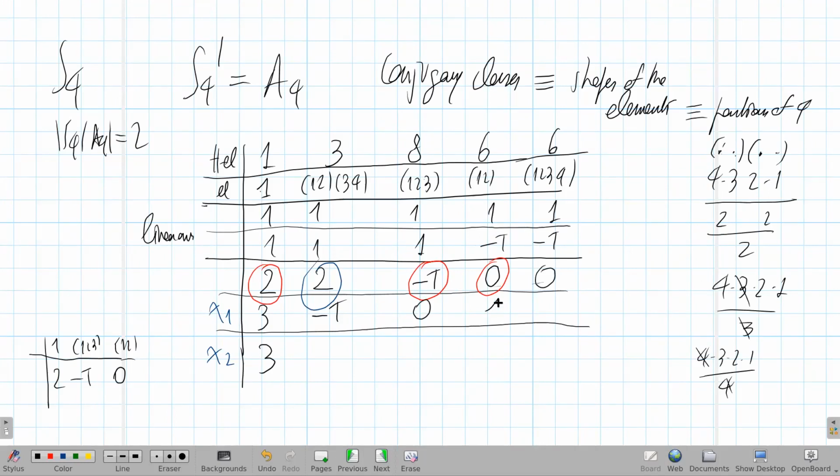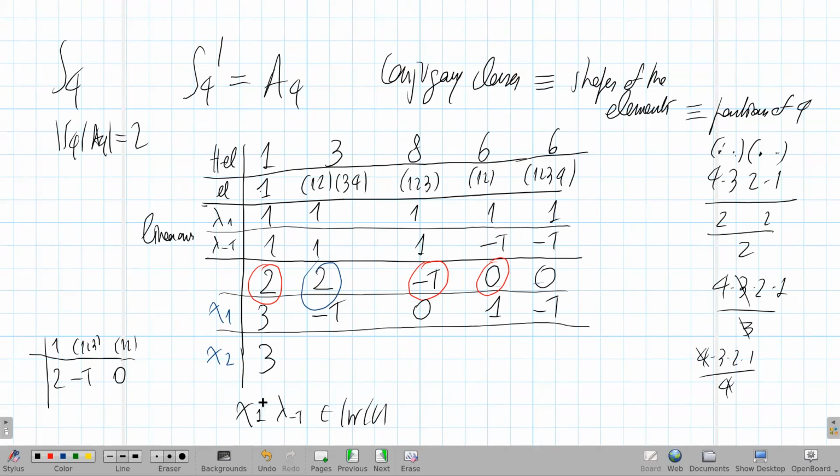0, 1, and minus 1. Okay? So this is one character. How do you find the other? Well, that's this trick we know: if you multiply an irreducible character by a linear character, so let's call this lambda 1 and this lambda minus 1, then chi1 times lambda minus 1 is again an irreducible character, okay? Because you multiply an irreducible character by a linear character.